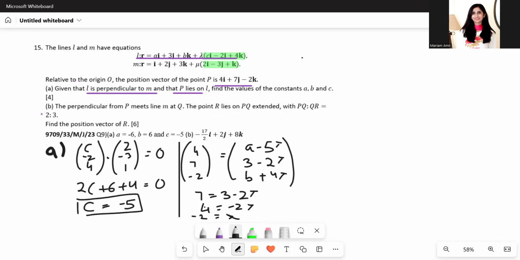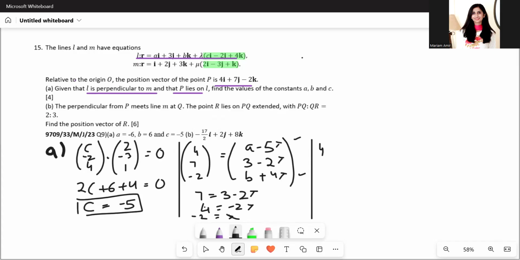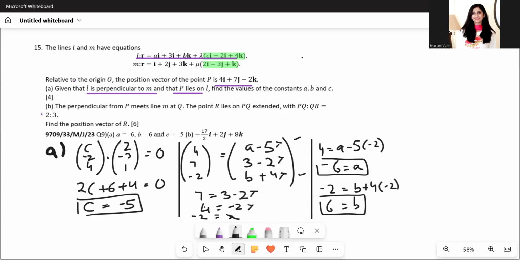Okay, now I'm going to substitute that in the first and the third equation to get A and B. So 4 equals A minus 5 times negative 2. That's a 10, and then that's a negative 6. A equals negative 6. Similarly, minus 2 equals B plus 4 times lambda, which is negative 2. So that's a negative 8. When it goes to the other side, it becomes plus 8. So we get a 6. So these are the values of A, B, and C.